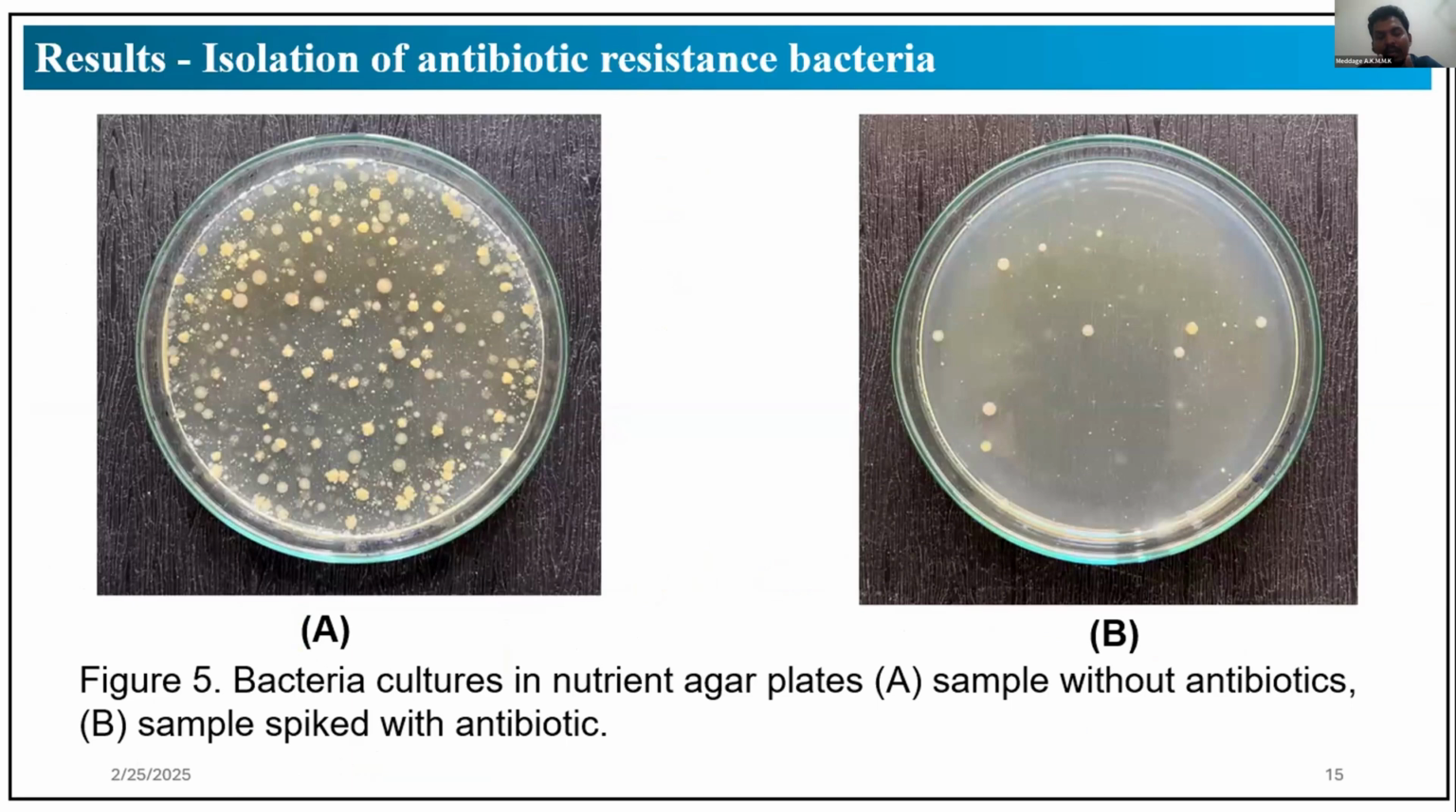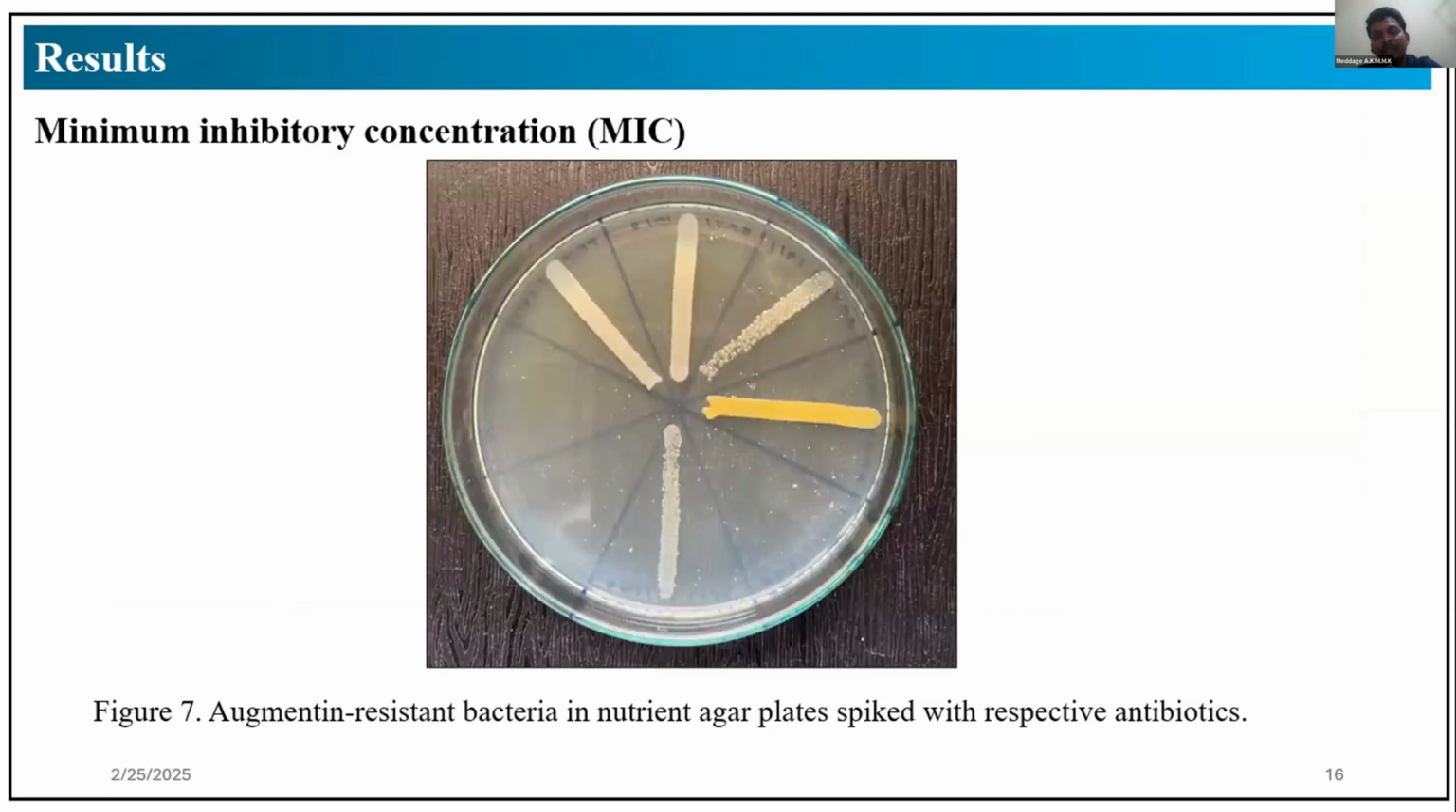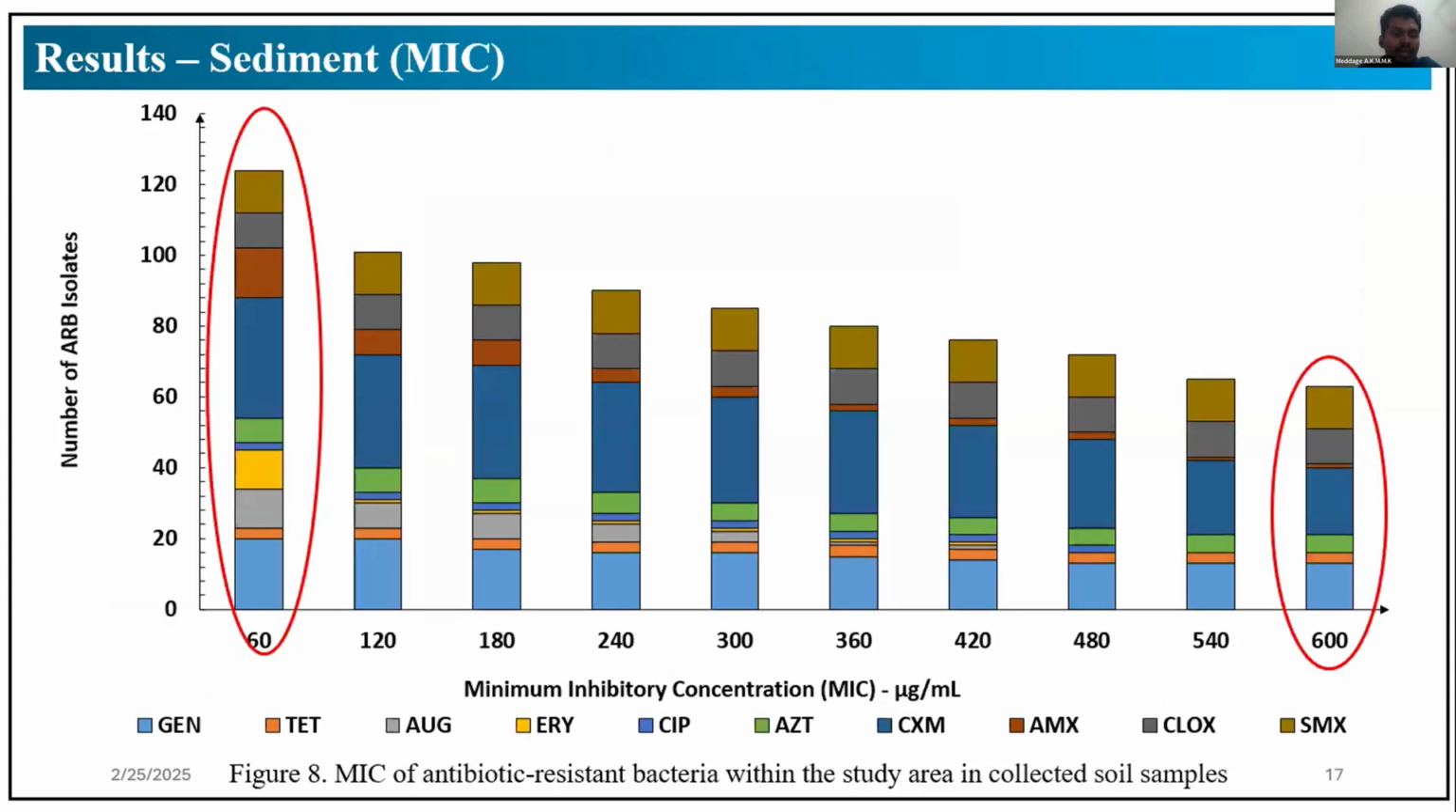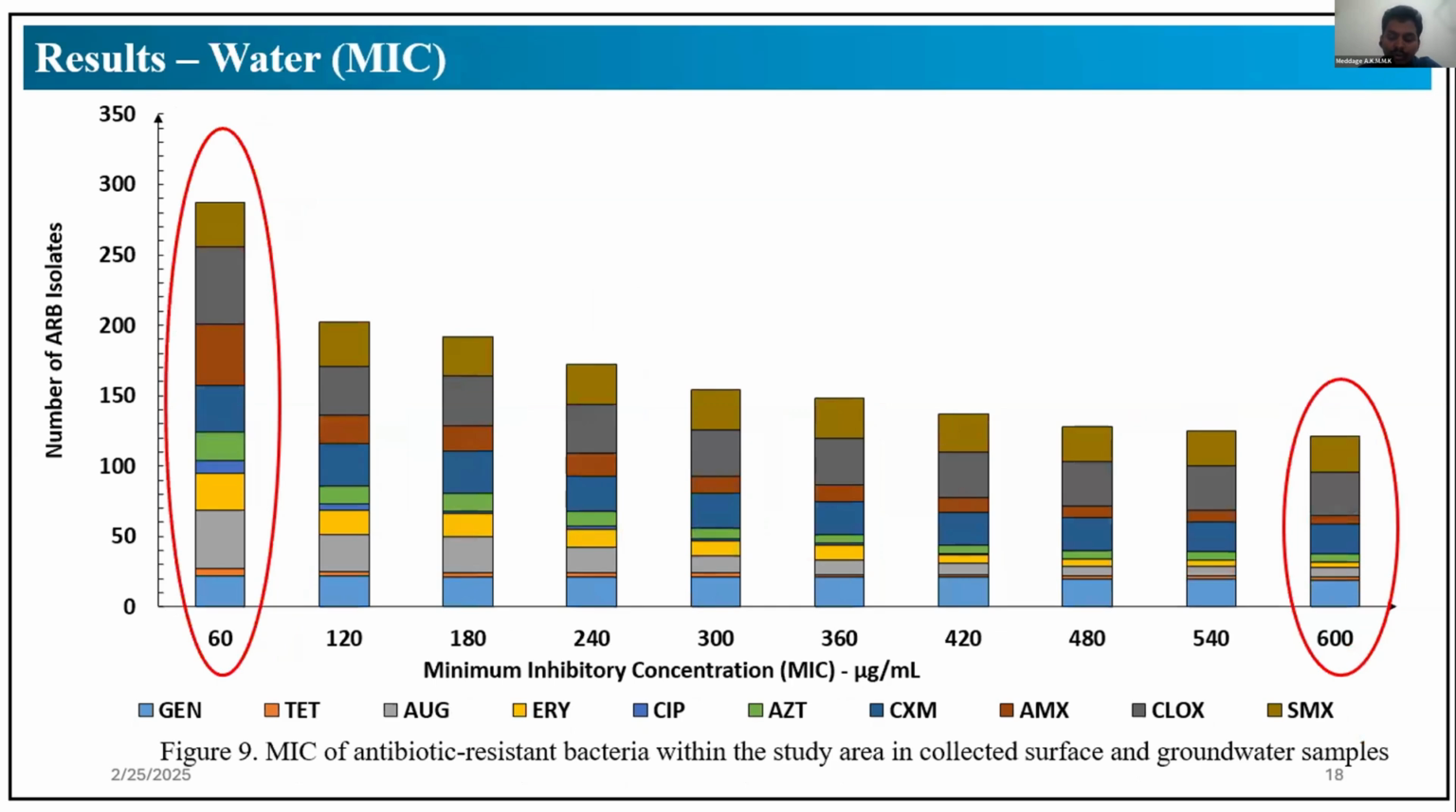After collecting samples, we used standard methods to identify and isolate antibiotic resistant bacteria. After that, we conducted the MIC test, which was initially started at 6 ppm and then continued up to 600 ppm. Here you can see the MIC variation of isolated antibiotic resistant bacteria in the collected soil samples. At the initial level there was a higher number of antibiotic resistant bacterial isolates. However, when you gradually increase the concentration, the number of antibiotic resistant isolates declines. We observed a similar pattern for the water sample isolates also.